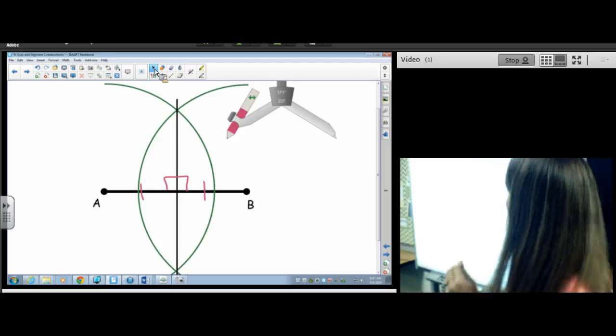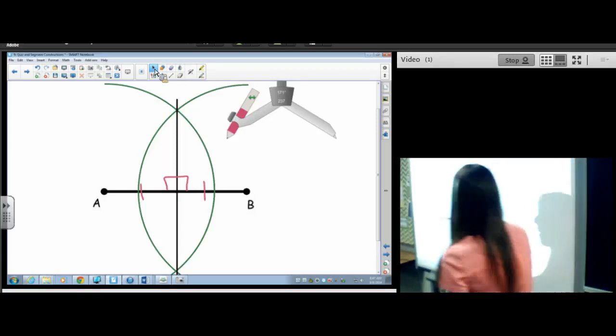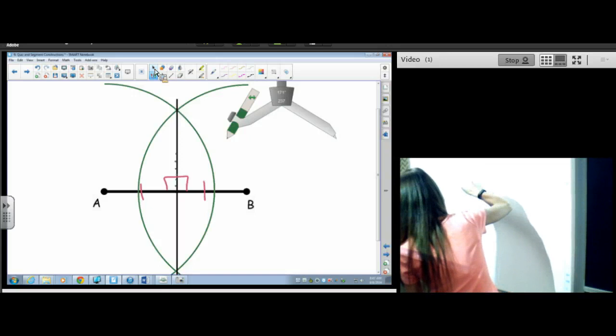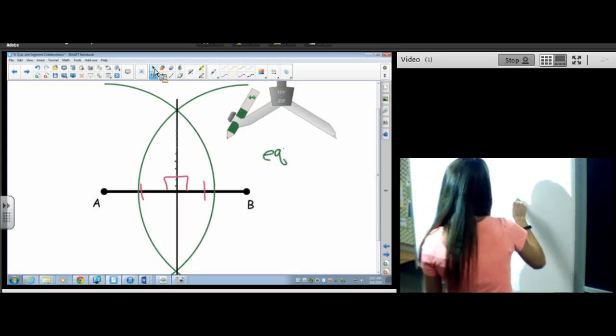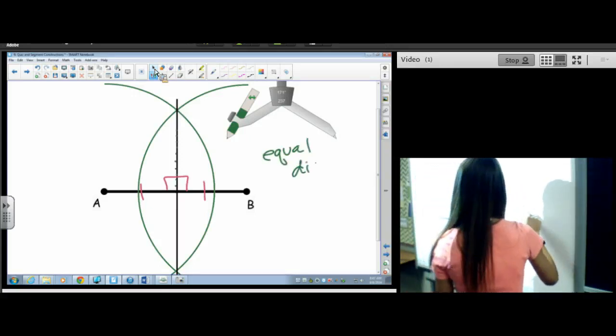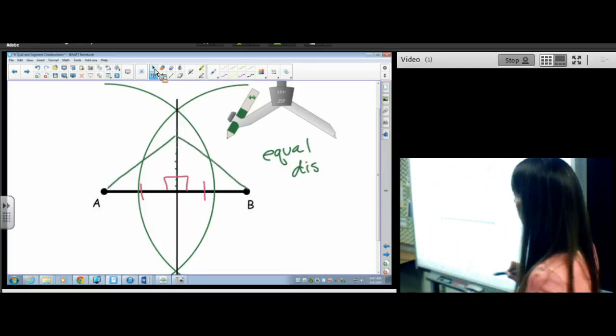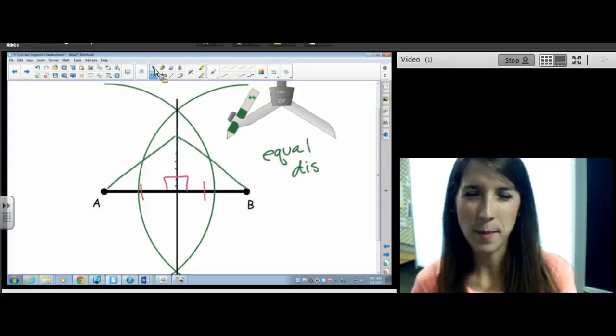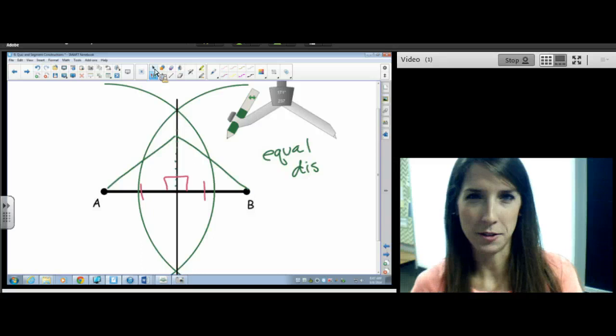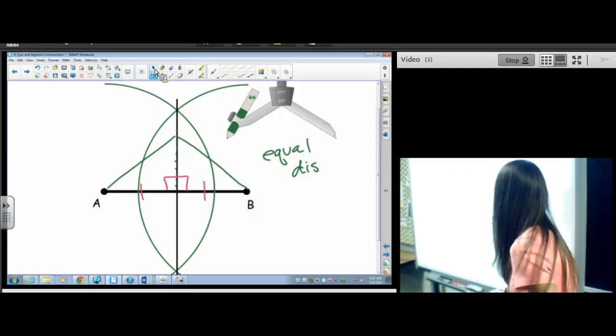And what's cool about that is because these were radii, every point on this line is an equal distance from A as it is from B. They're equal distances. So that's kind of what a perpendicular bisector is, and I use the radius of a circle to do that. Okay, I know that was a lot.